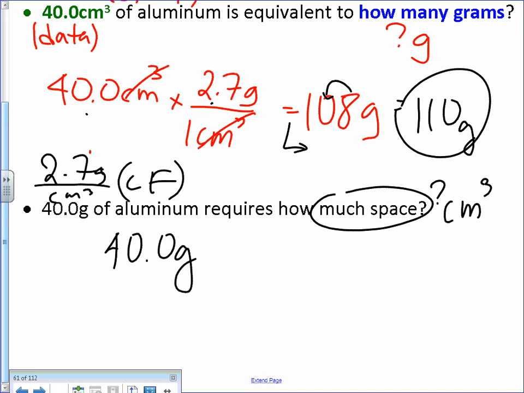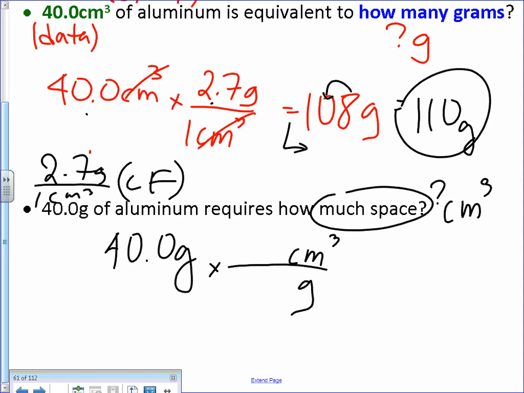Okay, so taking this gram, I know I don't want grams. What do I want? Centimeters cubed. I'm going to put that on top. I know I need centimeters cubed on top, and I know I don't want grams, so how do I cancel grams? Put grams on bottom. Now, what number in my conversion factor goes with centimeters cubed? 1.